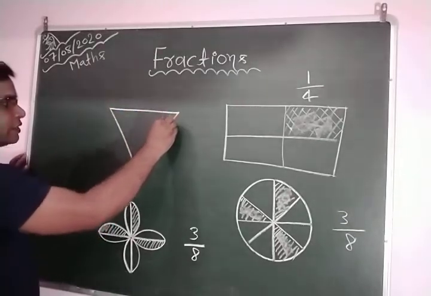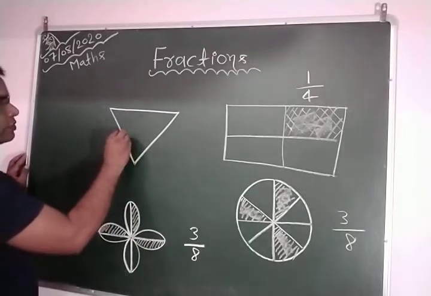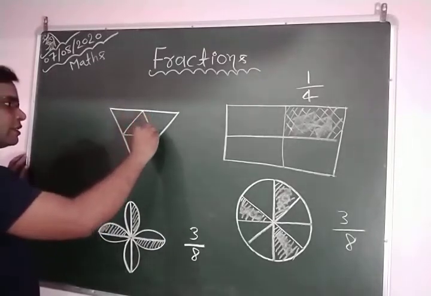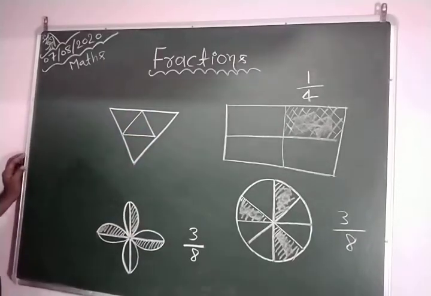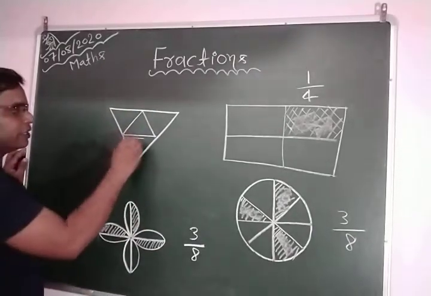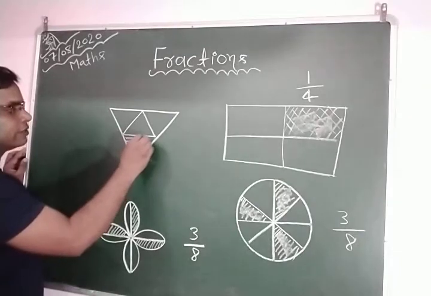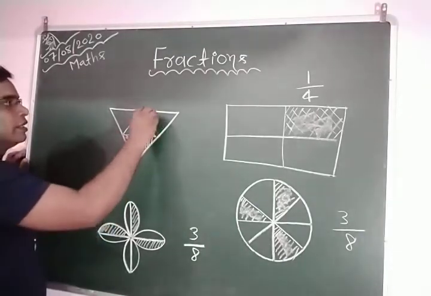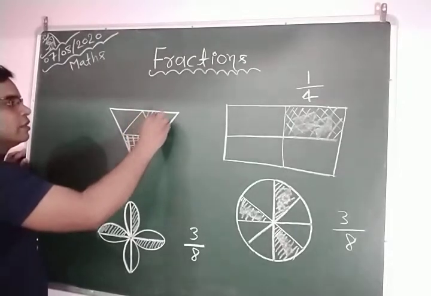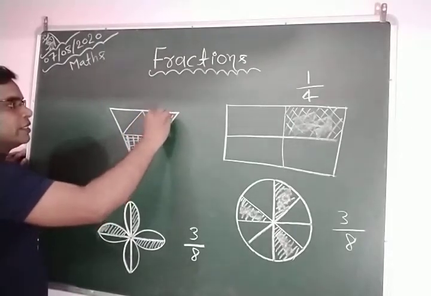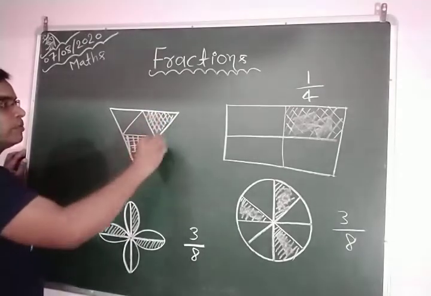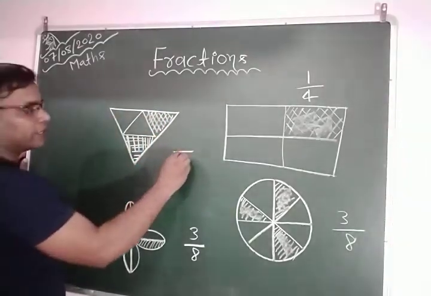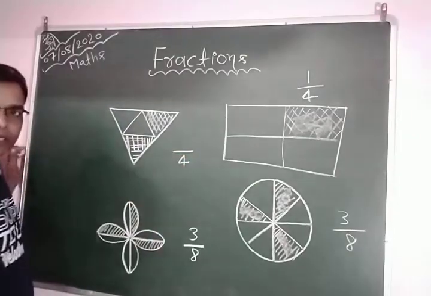This is a triangle, and also draw one triangle inside this triangle. Okay, and this part is colored, and this part is also colored. So how many parts? How many whole parts? You can see 1 part, 2 part, 3 part, 4 part. So the whole is 4.